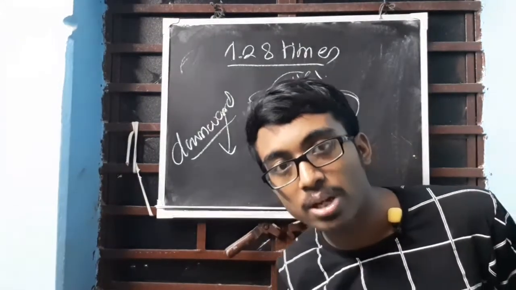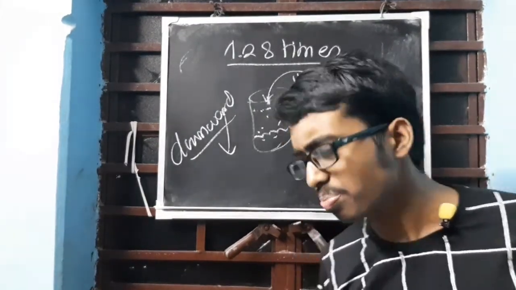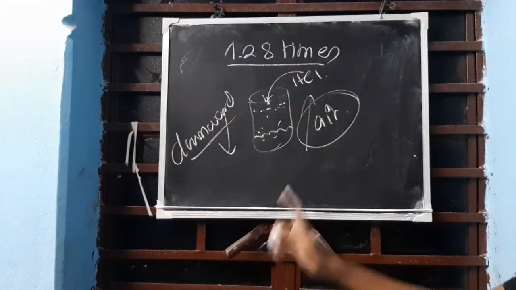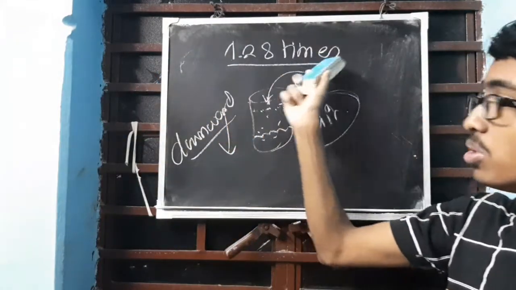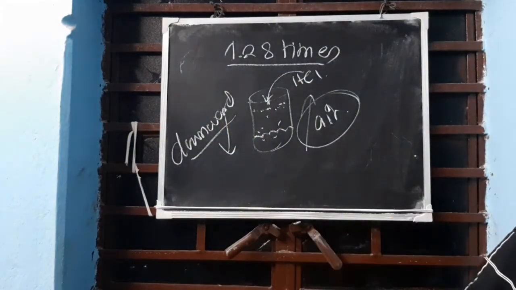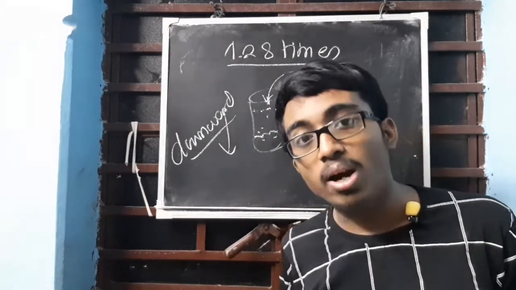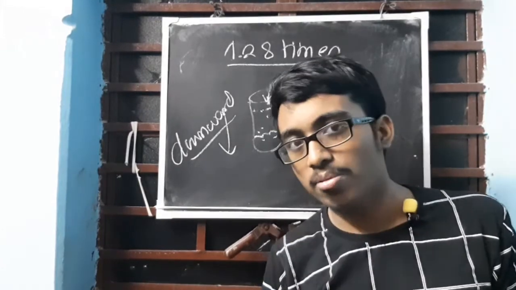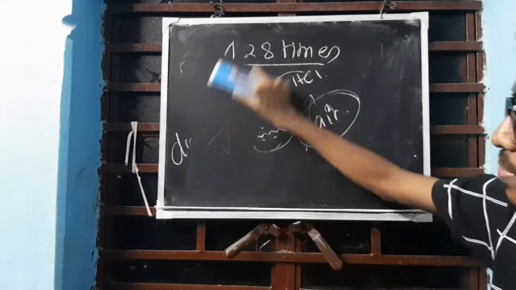So this is upward displacement of air. Hydrogen is collected by downward displacement of air. Why? Hydrogen is lighter than air. Clear? So downward delivery of HCl and upward displacement of air. Reason, 1.28 times heavier than air. Clear? Next, we could have used water as well. Why not? Because HCl is highly soluble in water. It is very much soluble in water to form hydrochloric acid. Clear? Highly soluble.